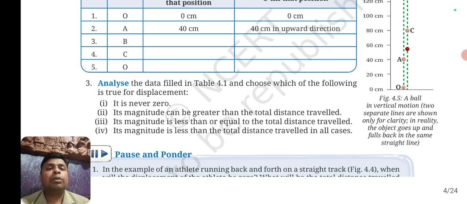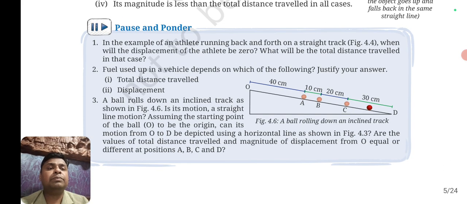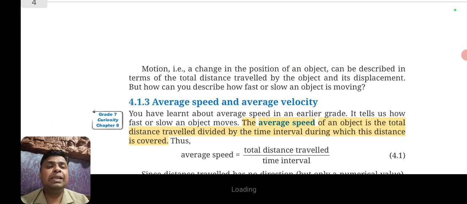Now analyze it, they have given some points, you can just observe them. Here they have given another example of a ball rolling from different points. They have asked some questions, you can understand very easily.